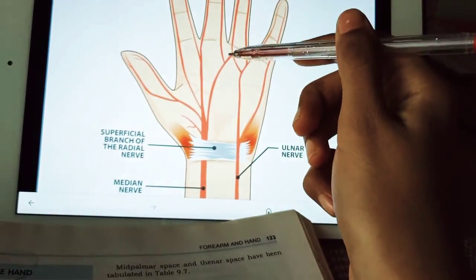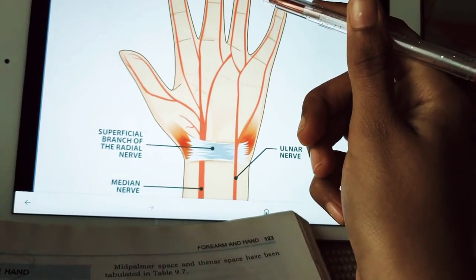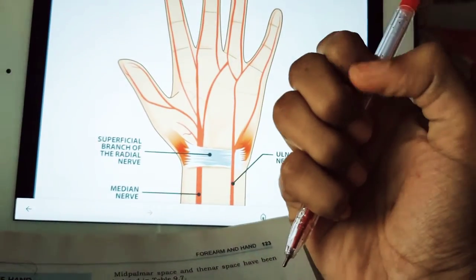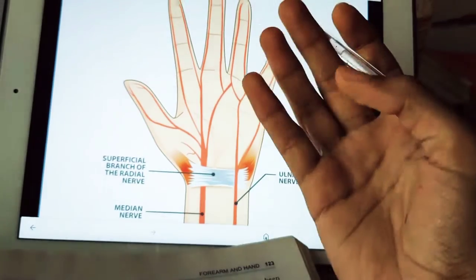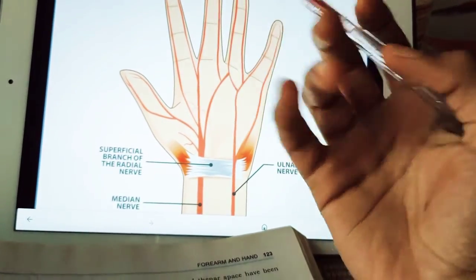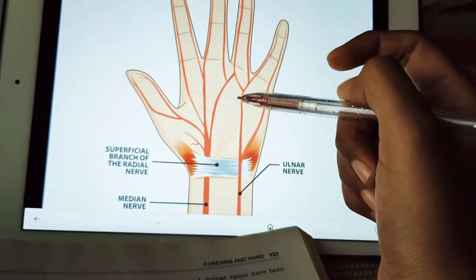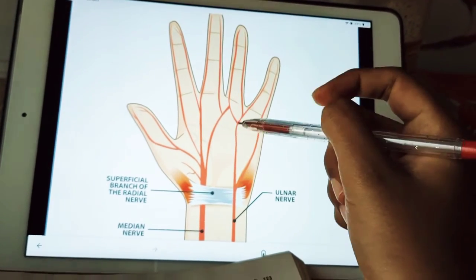This one and this half one. Okay, medial 1.5 fingers with their nail beds. Even the nail beds, this one. Even the nail beds are supplied for the little finger and this half. Okay, also the nail beds are supplied by the ulnar nerve, mainly the superficial branch.